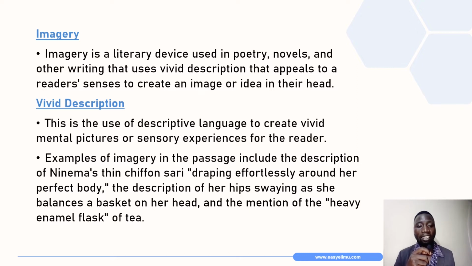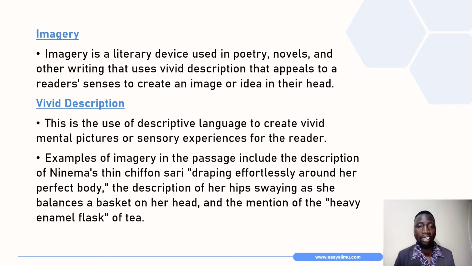So if you look at the language that the writer uses to describe the sari that she wears, and again the hips, that is how Ninema's hips sway as she balances a basket on her head, it creates some image in the minds of the readers. So it is like they can create that visual representation or image of whatever is being described.